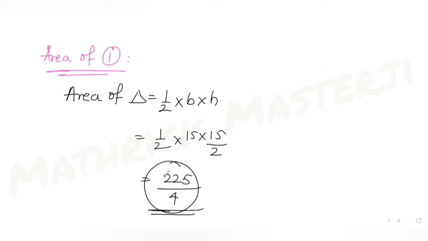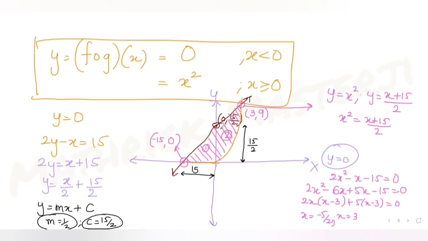So you get the area of this triangle as 225 over 4 square units. Now, the second region, if I figure out, it's basically the area between this parabola and the line. So basically this is your vertical strip that is present. So the area between the parabola and the line is nothing but the area of the second region that we have to figure out.